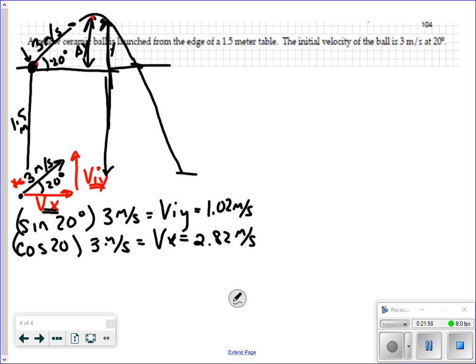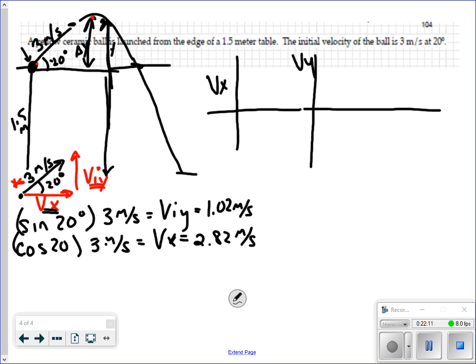Okay, now we still need some graphs. So velocity graph for the x and velocity graph for the y. Vx is easy. It's always the same, isn't it? All right, now my value for Vx isn't the same as the last problem. So it's not 3, it's 2.82 meters per second. Again, I don't know what time final is yet, and I don't know what the range is. I don't know what delta x is yet, but that's okay. We can figure that out.